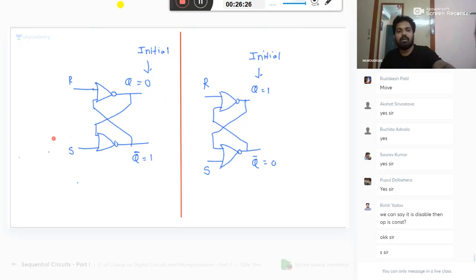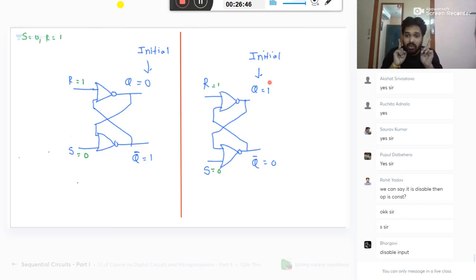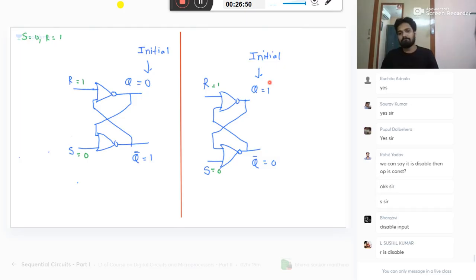So here, for example, I want to analyze when S equal to 0, R is equal to 1. Here also, I will analyze the two cases: when Q is initially 0 and initially 1, both the cases. But you have a disable input here. What is the disable input here? 1 is the disable input.